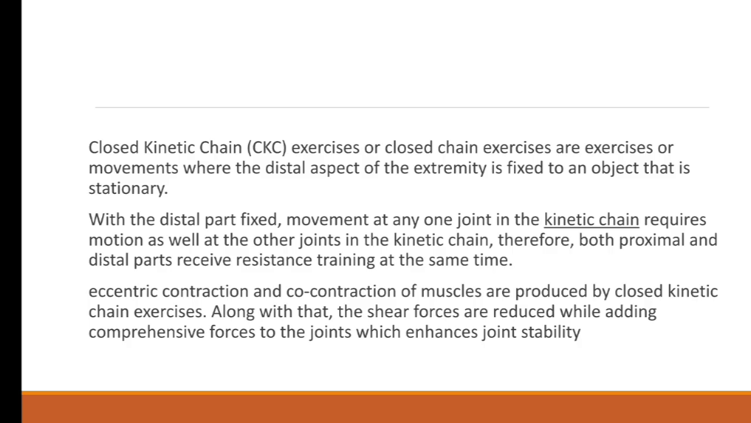So these closed chain exercises are exercises or movements where distal aspect of the extremity is fixed to an object that is stationary. With distal part fixed, movement at any one joint in the kinetic chain requires motion as well at the other joint in the kinetic chain. Therefore, both proximal and distal part receive resistance training at the same time. Eccentric contraction and co-contraction of the muscles are produced by closed kinetic chain exercises, and along with that the shear forces are reduced while adding compressive forces to the joint, which enhances the joint stability.